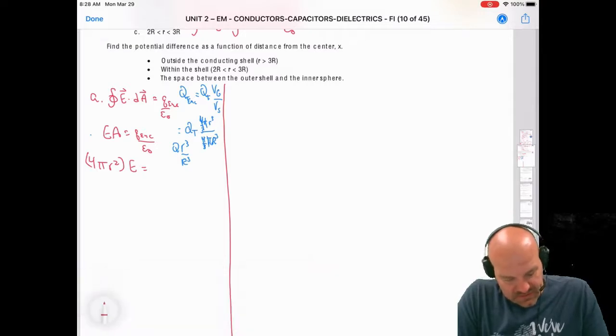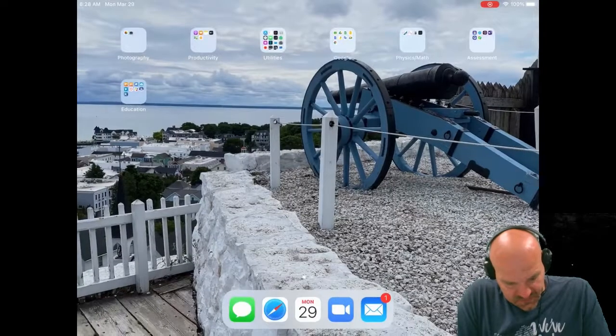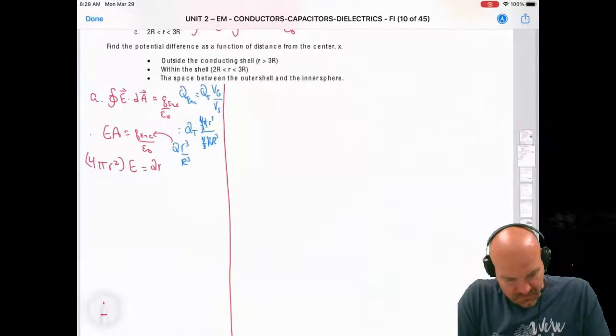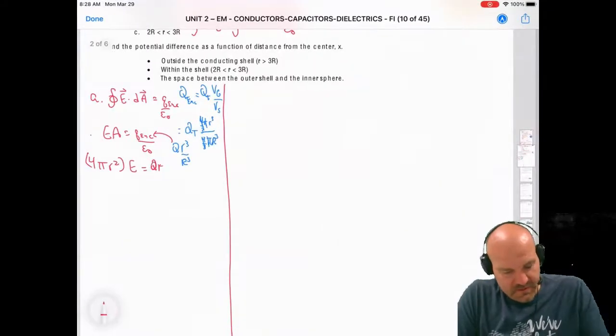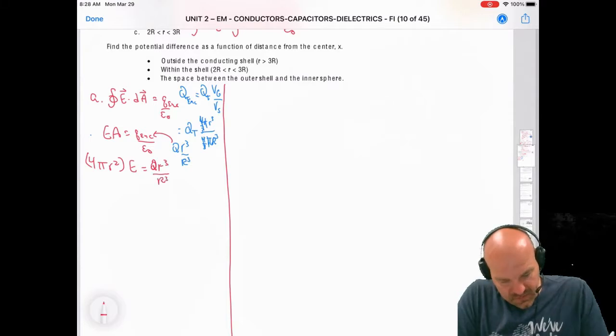Okay, so I'm going to change this back to red. I'm going to take that, and now that becomes my Q enclosed. So it becomes Q times little r over big R cubed, and we still have this epsilon naught.